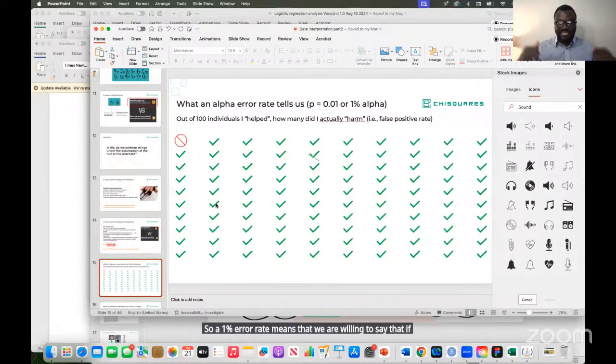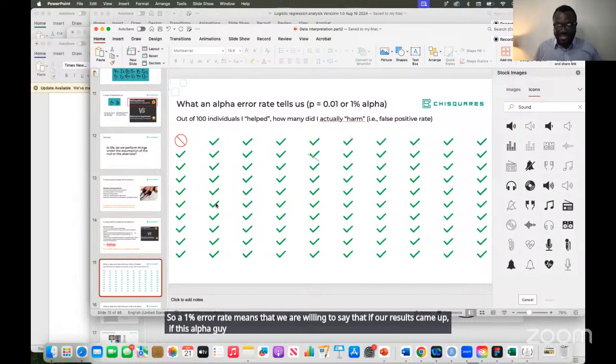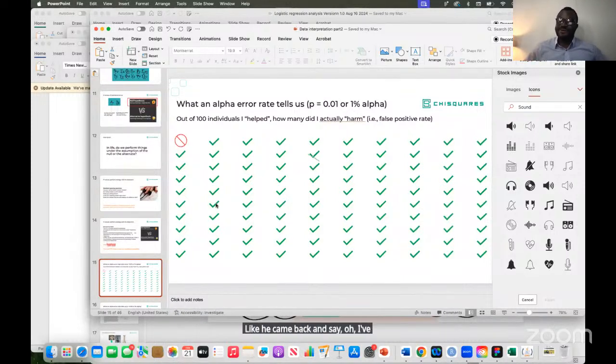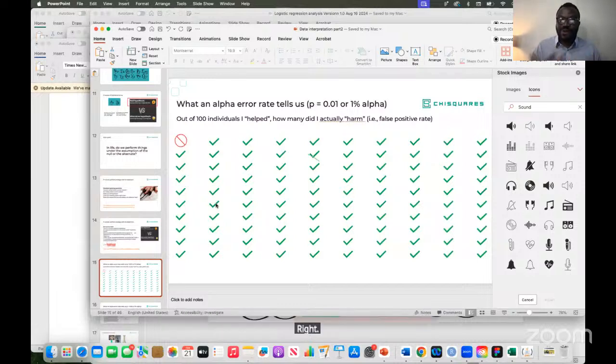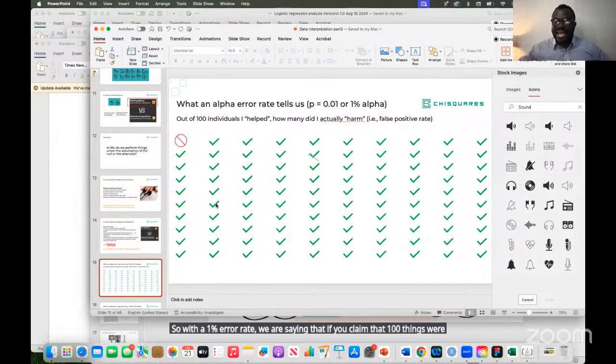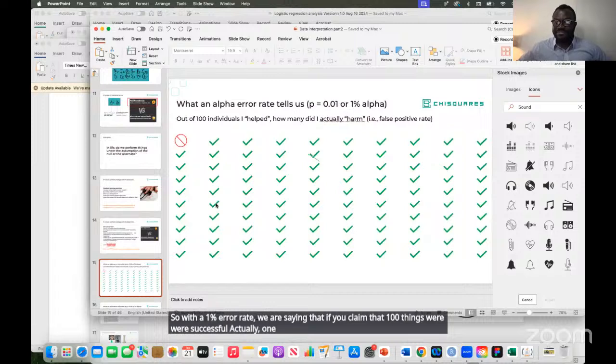So a 1% error rate means that if this alpha guy came back with results, we are willing to say 1 out of 100 of them is wrong. Like, he came back and said, oh, I've been successful. Like, oh, really? We've heard this story before. Let us now examine what you call a success, and let's see how many of them were truly successful. So with a 1% error rate, we're saying that if he claimed that 100 things were successful, actually one of them was not successful.